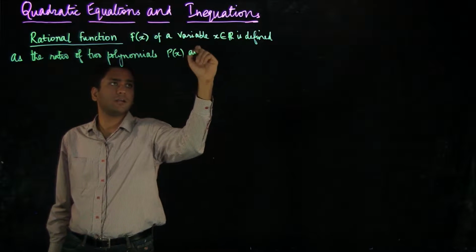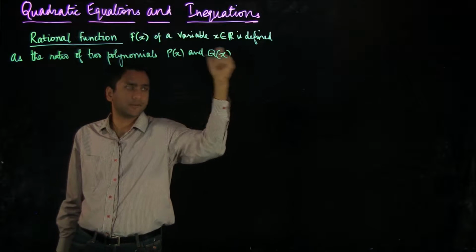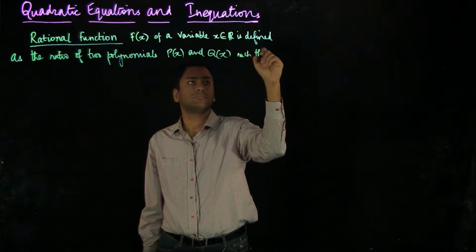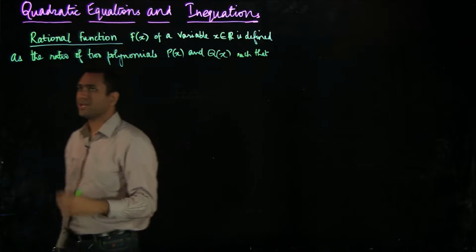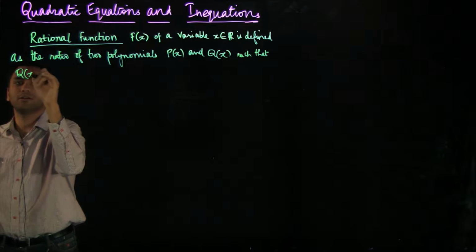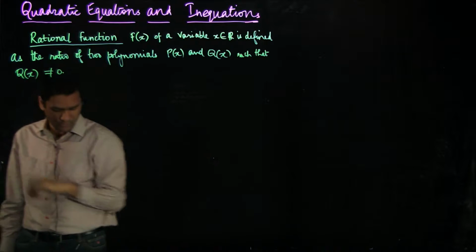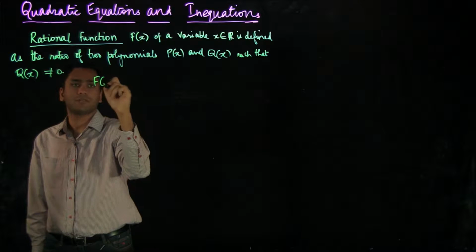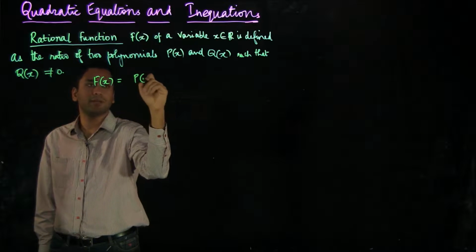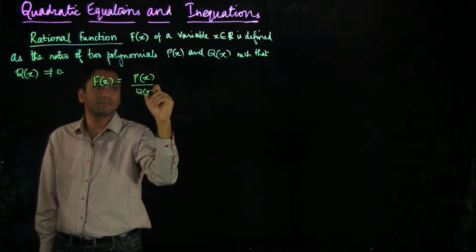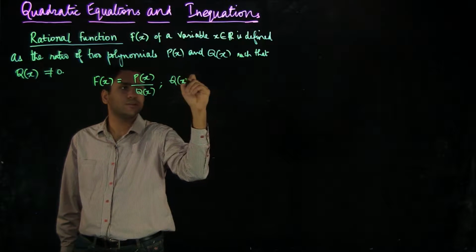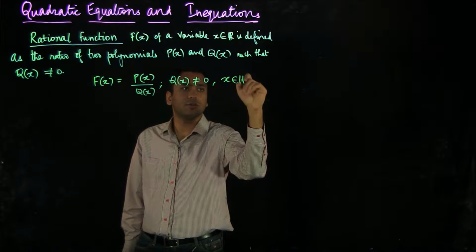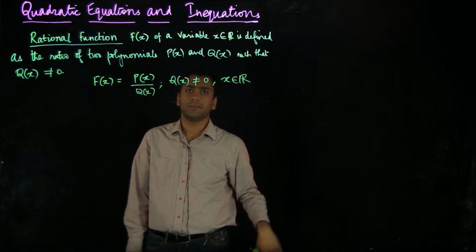p(x) and q(x), such that q(x), which appears in the denominator, is not equal to 0, because then the rational function would be undefined. So the general form is f(x) equals p(x) over q(x), and then q(x) is not equal to 0 and x belongs to the set of real numbers minus whatever makes q(x) 0.